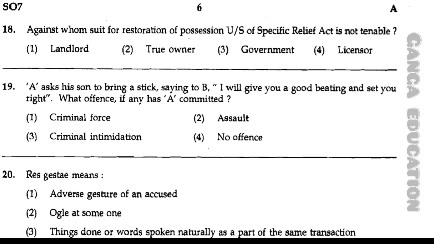Now question number 19. A asks his son to bring a stick, saying to B, "I will give you a good beating and set you right." What offense, if any, has A committed? Option number 1, criminal force. Option number 2, assault. Option number 3, criminal intimidation. Option number 4, no offense. And the correct answer is option number 4, no offense.